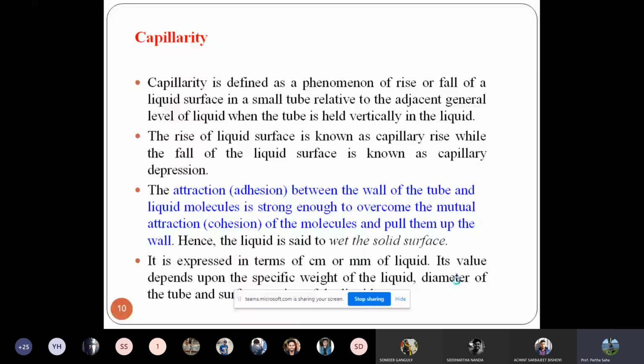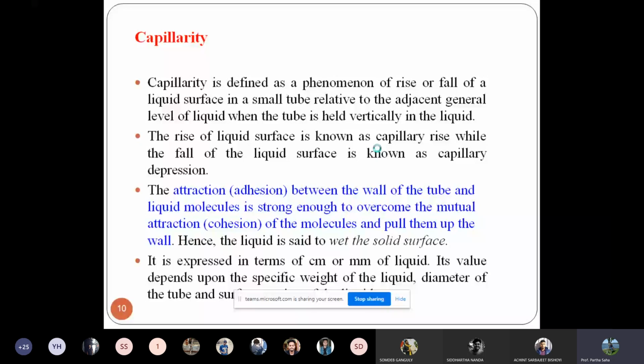So that rise in the tube is known as capillary effect. Capillarity or capillary effect is defined as a phenomenon by which liquid in a small tube will either rise or fall, depending on whether the contact angle is less than or greater than 90 degrees, that is, whether the liquid is going to wet the surface of the tube or not. Generally, water wets the glass tube, so the water will rise.